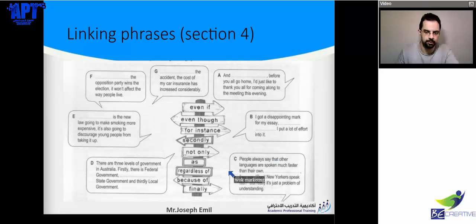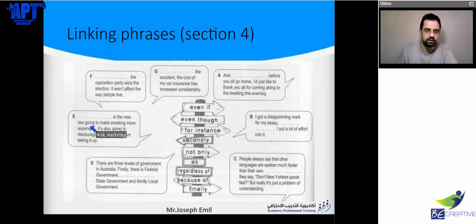What about C? People always say that other languages are spoken much faster, which is a reminder for me, in which I need to speak a little bit slower. Are spoken much faster than their own. Full stop, comma. They say, don't New Yorkers speak fast, but really it's just a problem of understanding. D, there are 3 levels of government in Australia. Firstly, there is federal government, state government, and thirdly, local government.